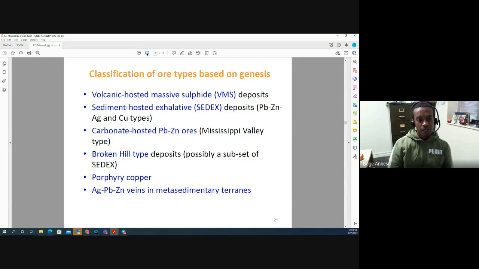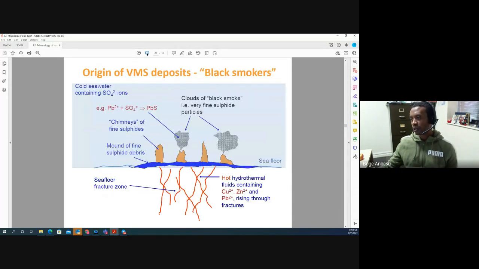Some are hosted in carbonates, for example, in the US, and some have undergone metamorphism, so they are actually coarse-grained. For example, if you go to a place called Broken Hill in Australia, you actually find very coarse-grained base metal deposits as well. Porphyries are very large copper deposits, potentially with some gold in them. So there are a number of examples. So why am I talking about these ones? It's simply to give you some idea about mineralogy based on the genesis. And I'll talk about those examples here.